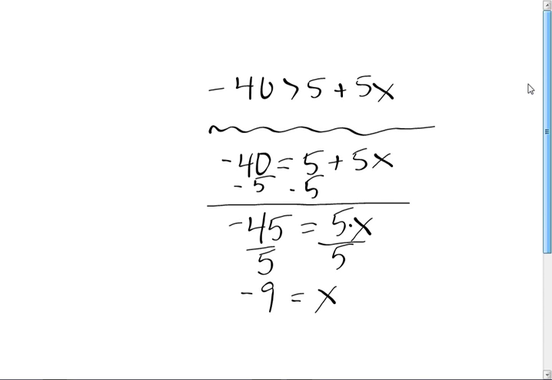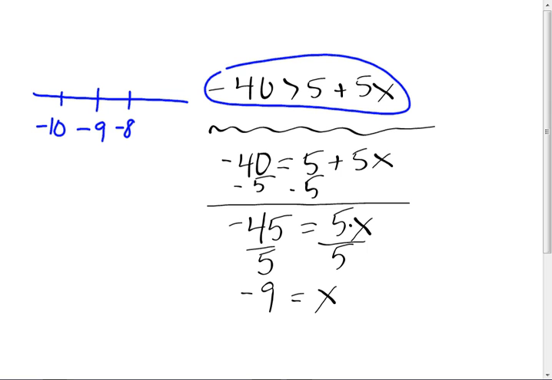There's my boundary point, and let me put it up above here so we can see everything together, or over to the side. So here's my number line. That's negative 9. What number's to the right of it? Negative 8. Then this is negative 10. Okay, do I get to include the negative 9? Now I got to go back to this. You always go back to the original. Steve, do I get to include negative 9?